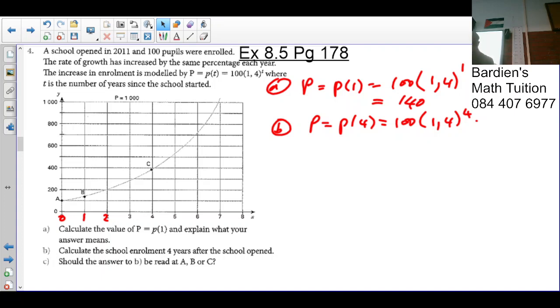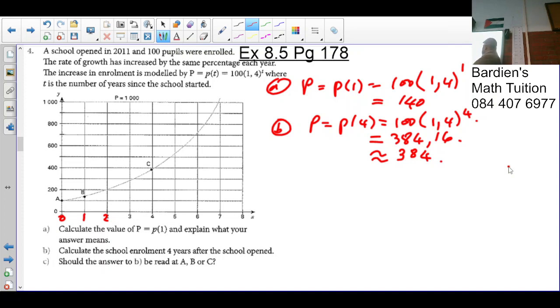So it gives us 384.16, which means they are approximately 384. We can't get 384.16 learners. Either you're a learner or you're not a learner. You can't get 0.16.